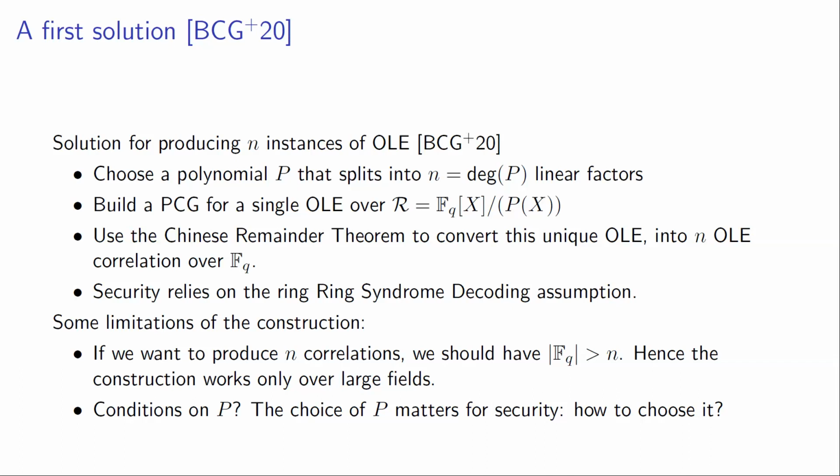Therefore, it is only working for a very large field because, if you can remember, we want to produce n OLEs in the end, meaning that we want n to be in billions, and therefore the size of the field should also be in billions. The other problem was the conditions on B, because it was unclear which P should be chosen.